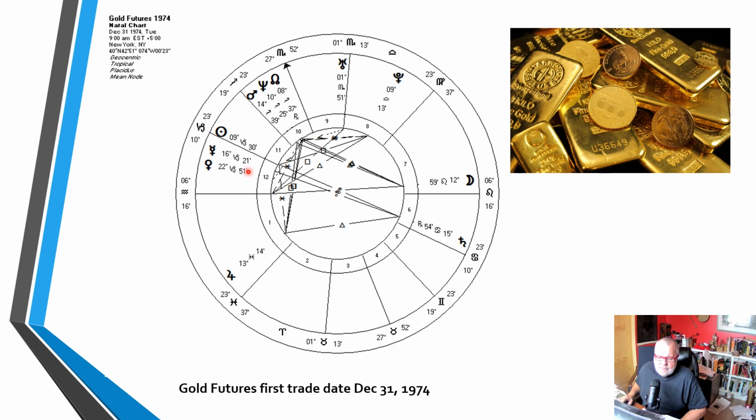What you're looking for are those times when celestial bodies such as the Moon, Sun, Mars, Mercury, Venus pass by features such as the natal midheaven, the natal ascendant, the natal Sun, natal Mars, natal Moon. And hopefully those will align then to swing highs and swing lows on a price chart of gold.